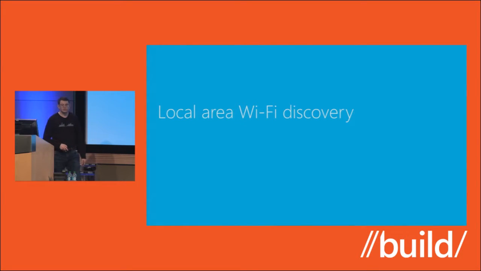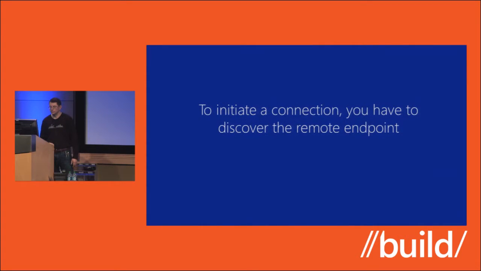So let's talk about a technology that is new in Windows 8 called Local Area Wi-Fi Discovery. Underneath it uses something called Wi-Fi Direct. So that's what we're going to talk about here. If we're going to discover somebody else to play a game with, or to collaborate with in a collaborative editing experience or what have you, in order to initiate a connection to that machine or to that application, you have to discover the remote endpoint somehow. So there's this discovery problem you have to solve. How do I discover it? Because that can be complicated.